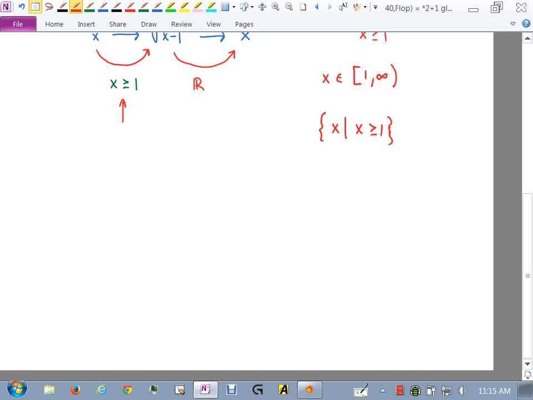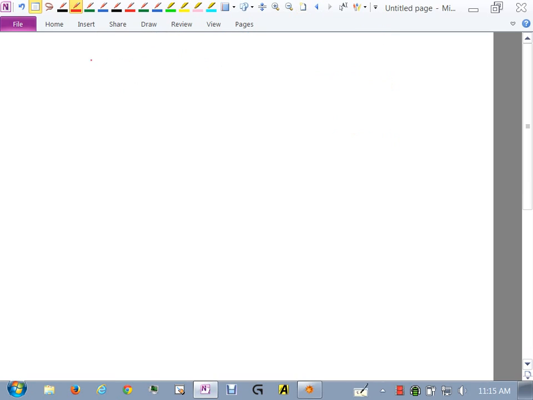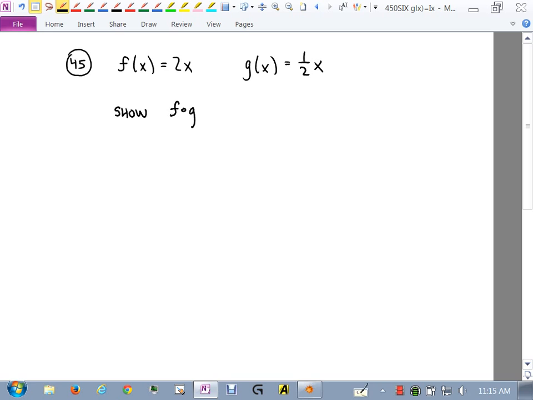Let's do 45, because that's kind of going to lead us right into today. On 45, you were given two functions, f of x equals 2x and g of x equals 1/2 x. And these were the instructions: show that f of g of x is equal to x, and show that g of f of x equals x.